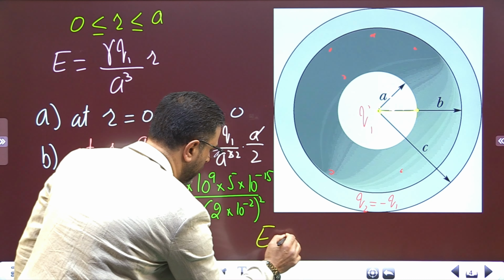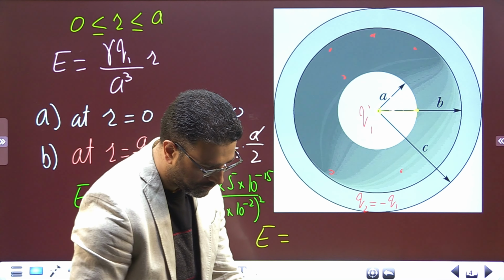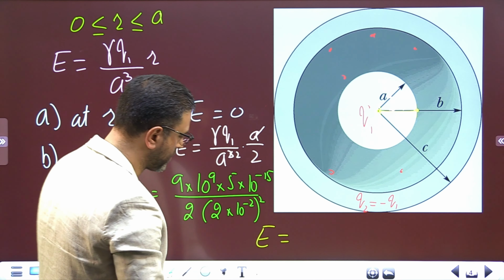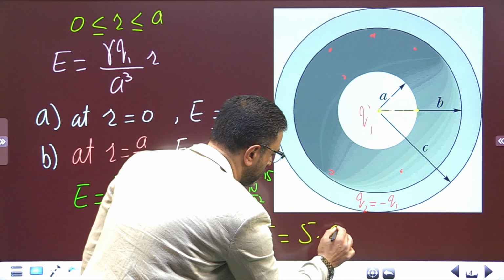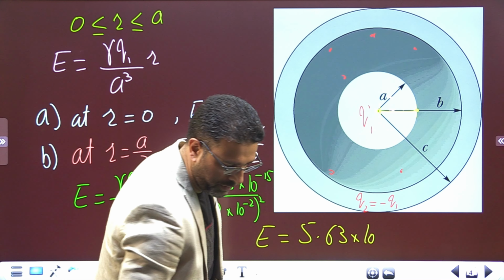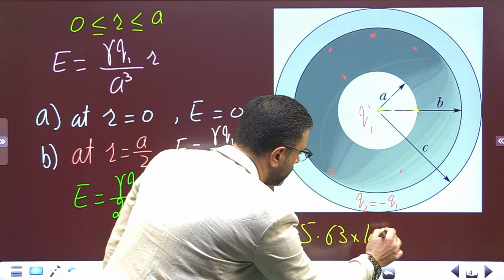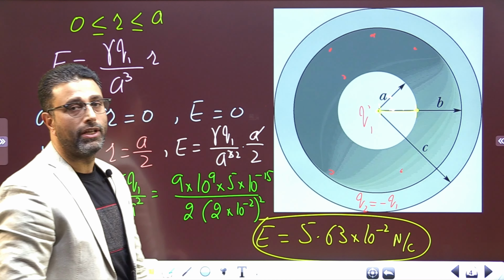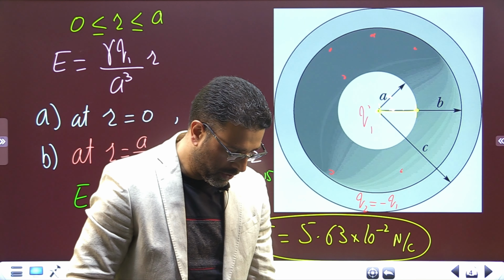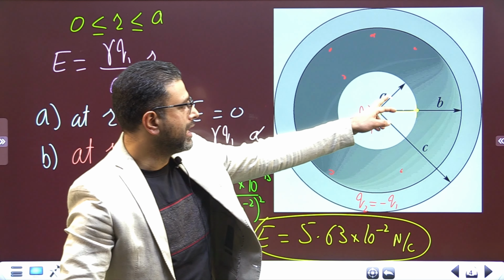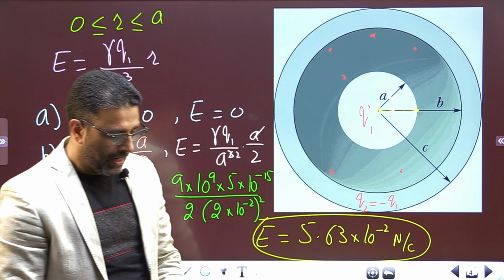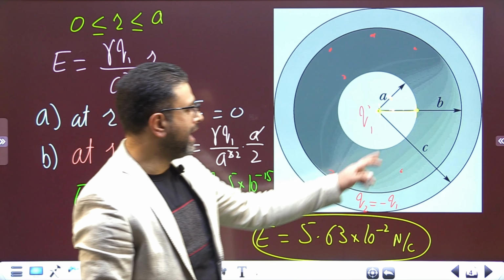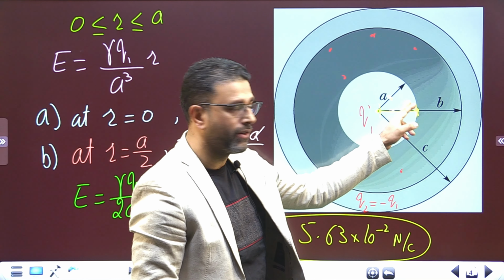E at this point comes out to be 5.63 into 10 to the power minus 2 Newton per coulomb. This is the field at a distance a by 2 from the center. Now in part C, we're asked to find the field at r equal to a, so exactly here on the surface.